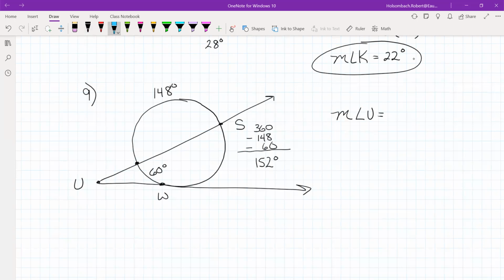So again, we've got this angle that's equal to half of the big arc, which is what we just found, minus the little arc, which is right here. So the measure of angle U is equal to 1/2 of 152 minus 60. So 152 minus 60 is 92, and half of 92 is 46 degrees.